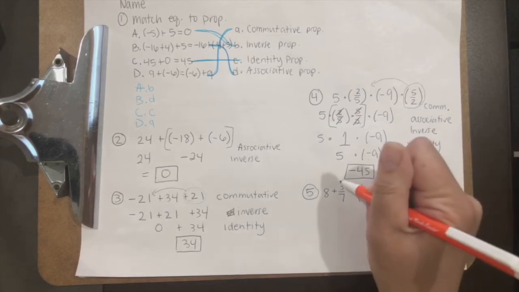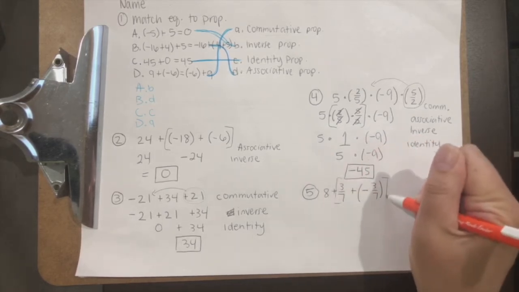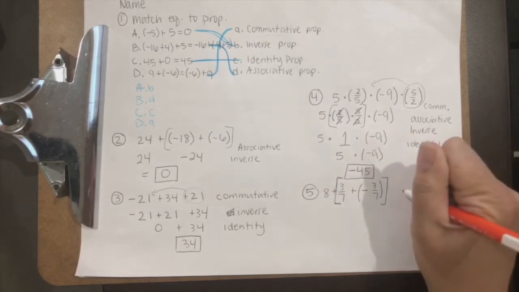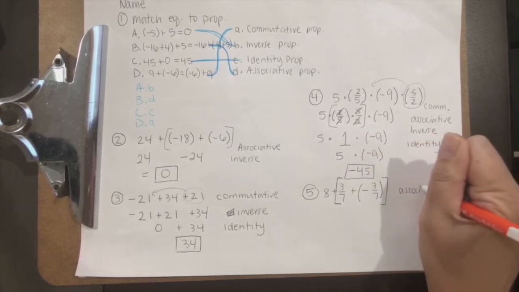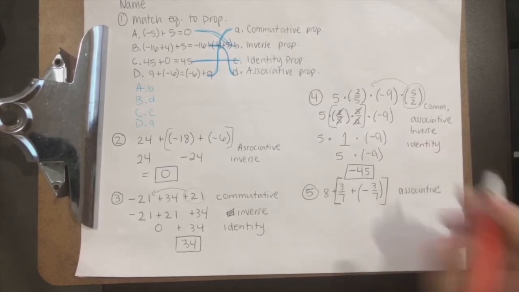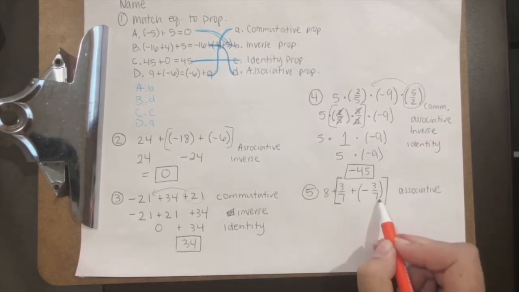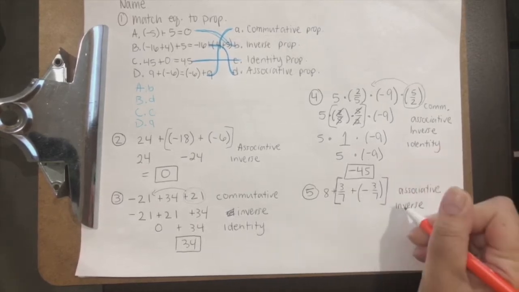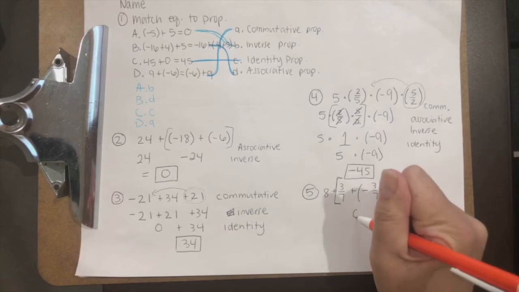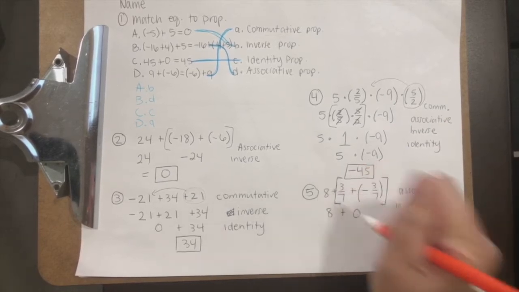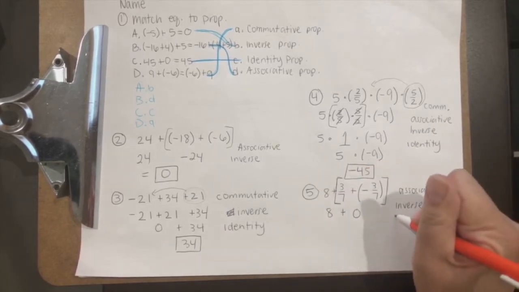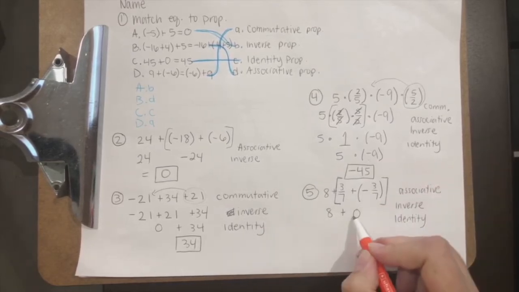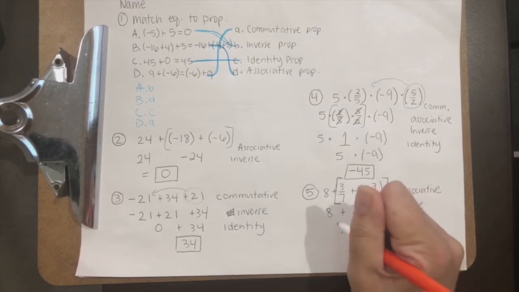Okay, so I can see that these are already together. So that's good. I'm going to associate them. So I'm going to use associative. And then, because they're opposites, I'm going to use inverse property of addition to cancel them out. They equal 0. So this is 8 plus 0. And then we know identity property that anything plus 0 equals itself. So that's 8.